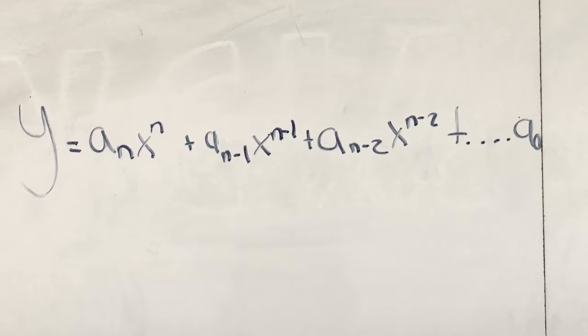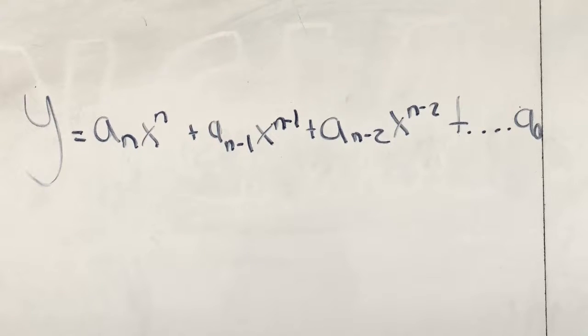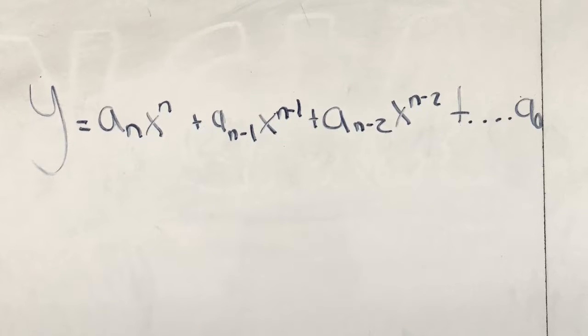n is a whole positive number. a represents the coefficients of x in each term, and a_n is known as the principal coefficient of the biggest power.